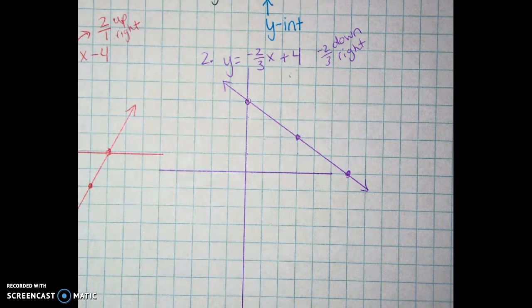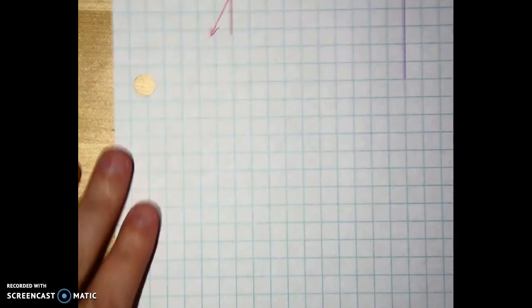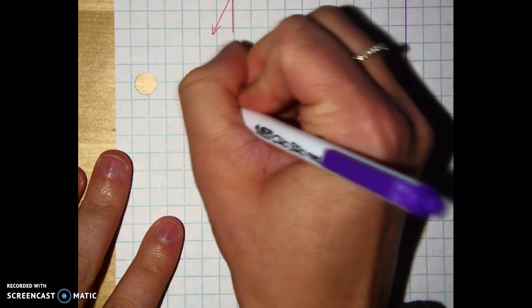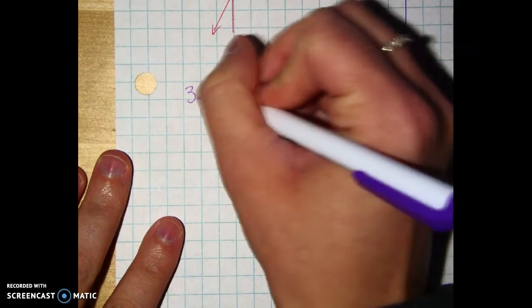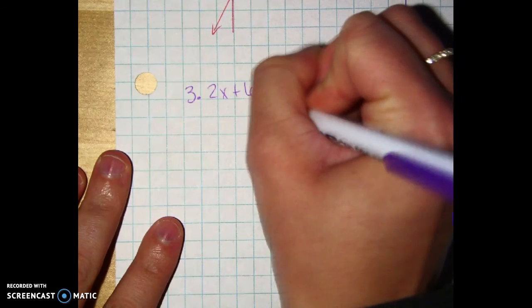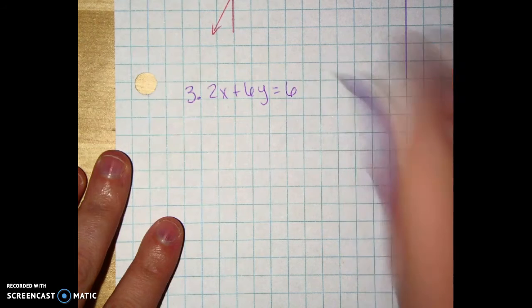Now it's going to get a little bit harder because now you're going to have to put it into slope-intercept form. So basically you're solving for y. So for this one, it's going to be 2x plus 6y equals 6.